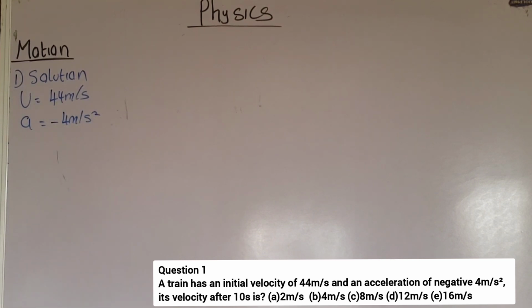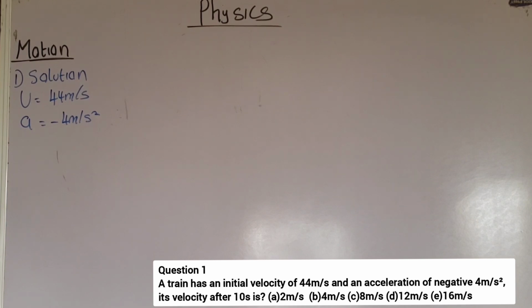Now, let me quickly ask you a question. Based on what we've learned in our previous class, what kind of acceleration is this? This acceleration is known as retardation. Retardation is the kind of acceleration that brings the motion of an object to rest. So a is negative, which means that we are talking about retardation here. Okay? So let's proceed.